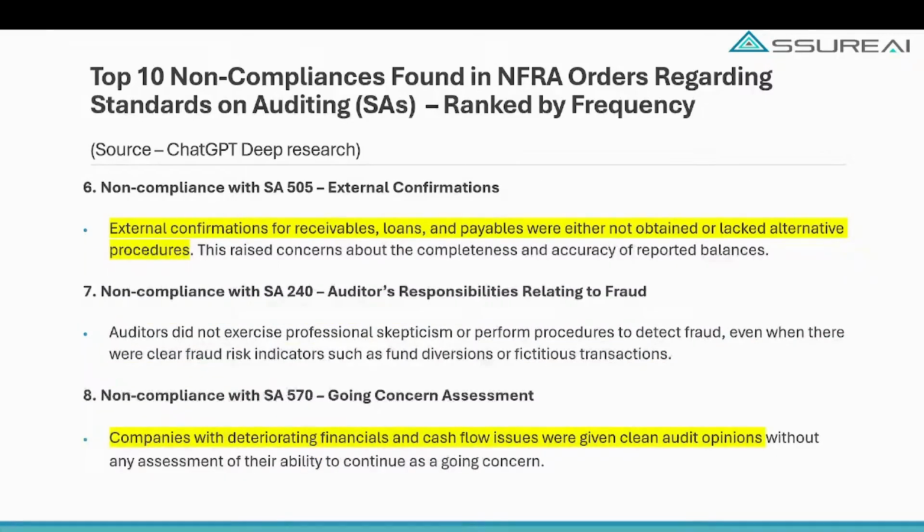External confirmations for receivables and loans are either not obtained or lack alternative procedures. Generally there is a manual process that is followed. You collect these external confirmations and append them to the relevant checklist or procedure, so that they get accumulated as part of the evidence. Companies with deteriorating financials and cash flow issues were given a clear audit opinion. There is obviously a judgment call taken by the chartered accountant. The missing element there is the documentation of the judgment, which is very efficiently done by Assure.